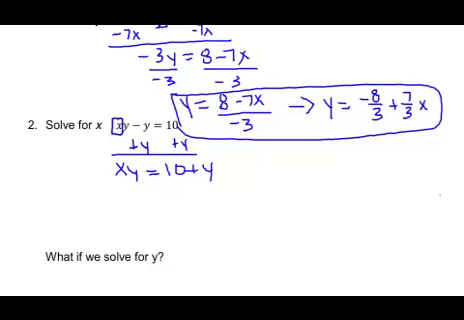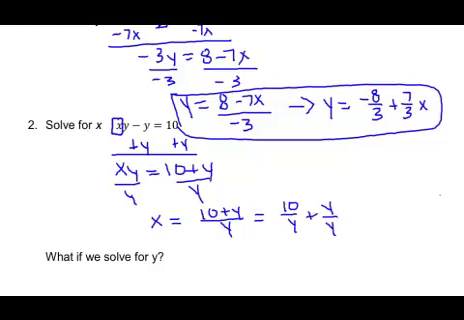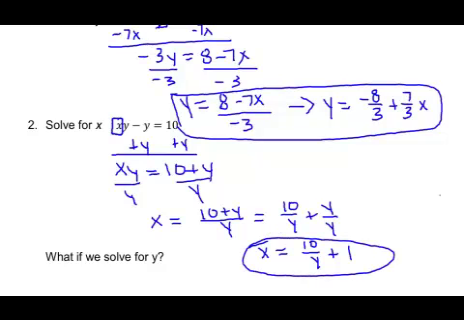Again, we're solving for x, so we want to get rid of the y. They're multiplied together, so we want to do the opposite or divide. So we have x equals 10 plus y over y. Now in this case, we need to split it apart because we can simplify this more. So we have x equals 10 over y plus y over y. We know that y divided by y is 1. So x equals 10 over y plus 1. And that is your final answer when you are solving for x.